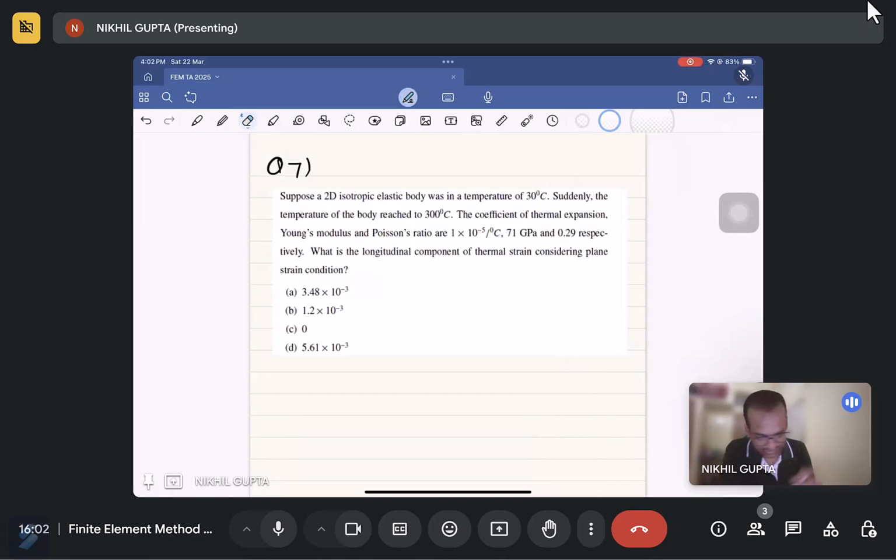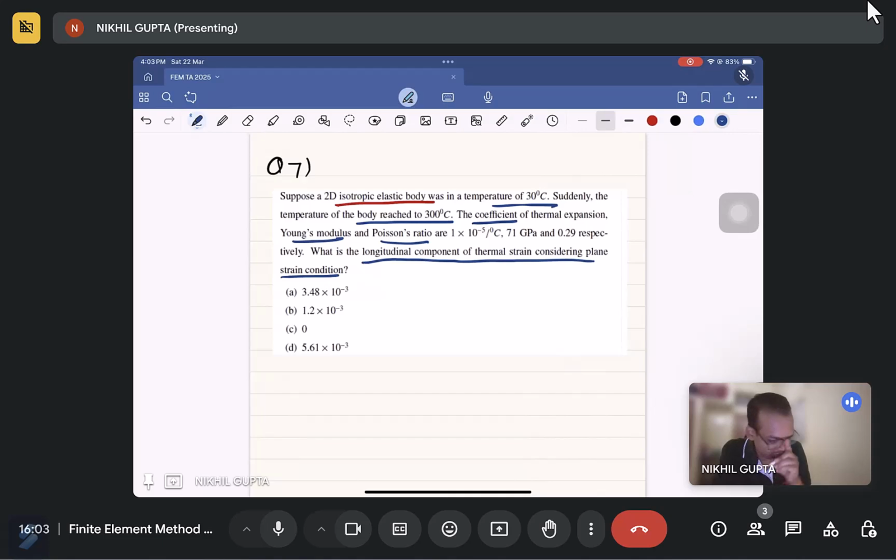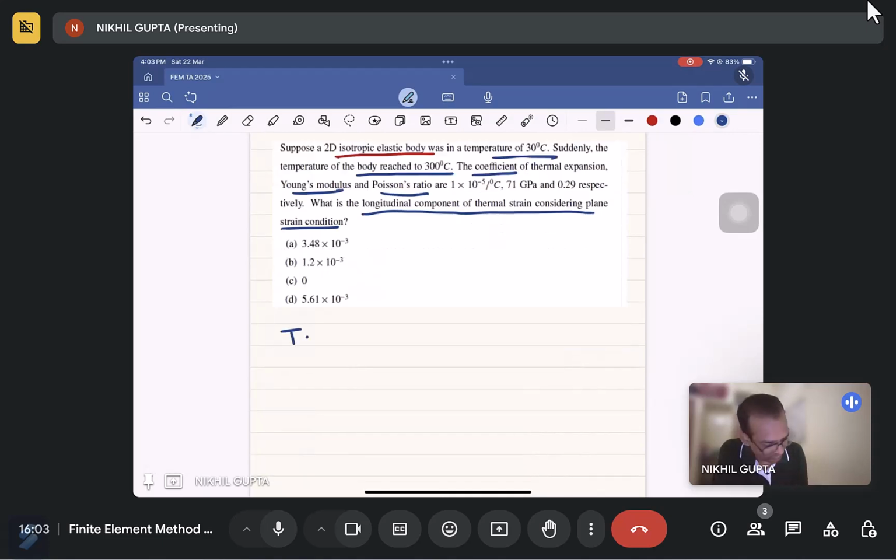Now let's go to question number 7. Suppose a 2D isotropic elastic body was at a temperature of 30 degrees Celsius. The temperature is increased to 300 degrees Celsius. The coefficient is given, Young's modulus is given, Poisson ratio is given. You have to get the longitudinal component of thermal strain considering plane strain condition. Since temperature is increased from 30 to 300, the change is 270 degrees Celsius. Alpha is given as 1 into 10 to the minus 5 per degree Celsius, and nu is given as 0.29.